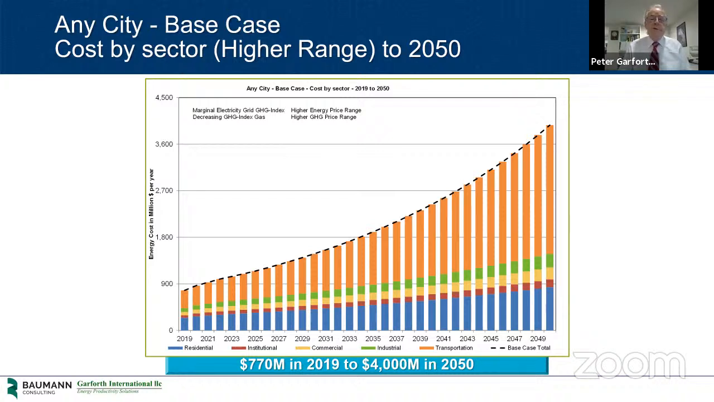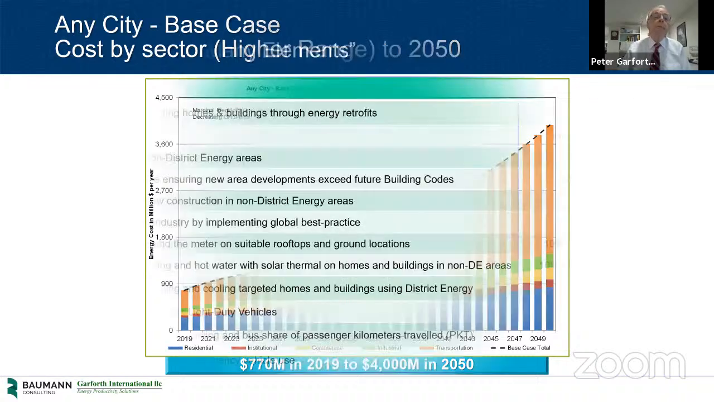Nobody has a perfect crystal ball, so this is why we always include a lower and higher range of cost, and we always spend quite a bit of time simulating what ifs around the cost, because they obviously ultimately drive the investments, which ultimately will transform the energy systems.